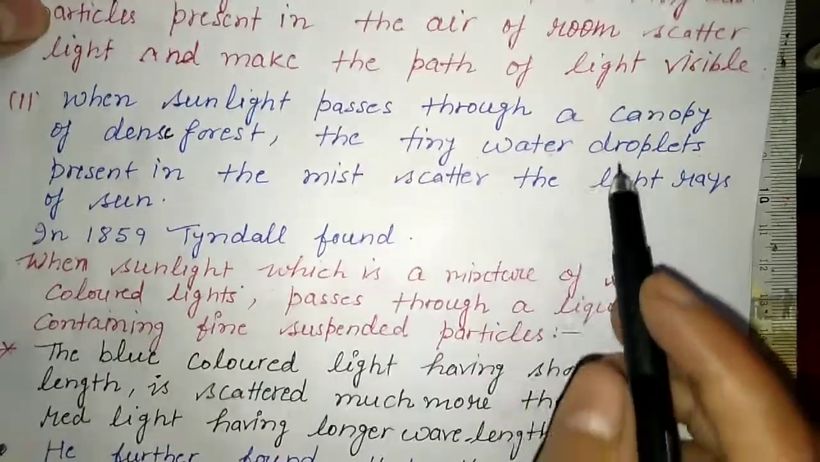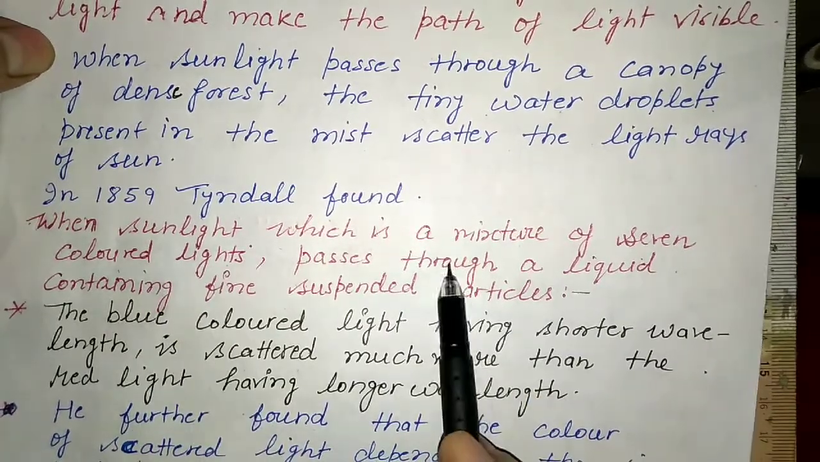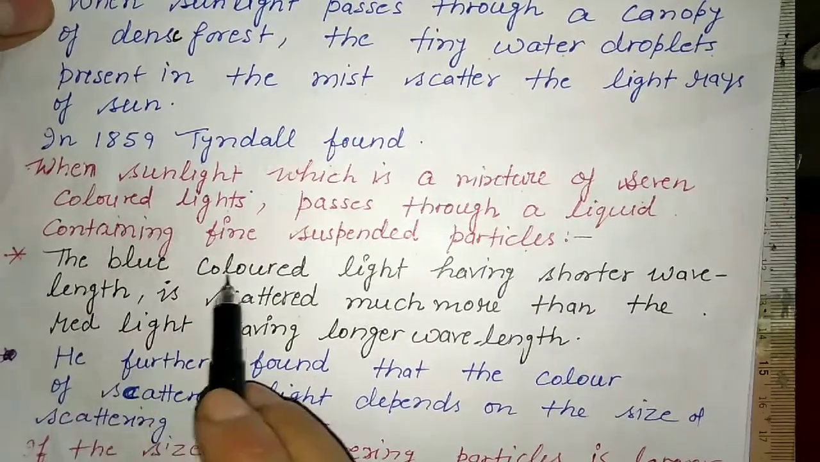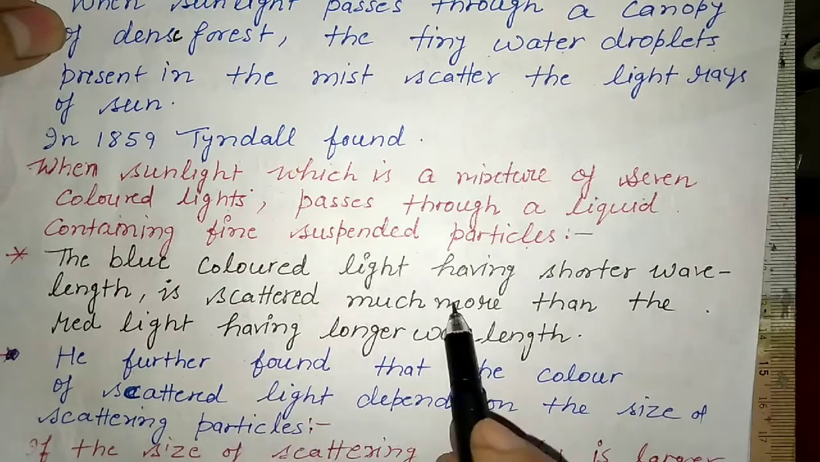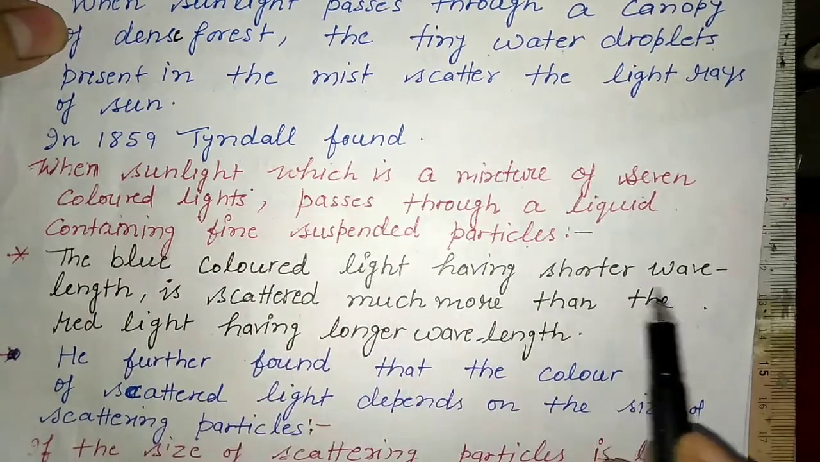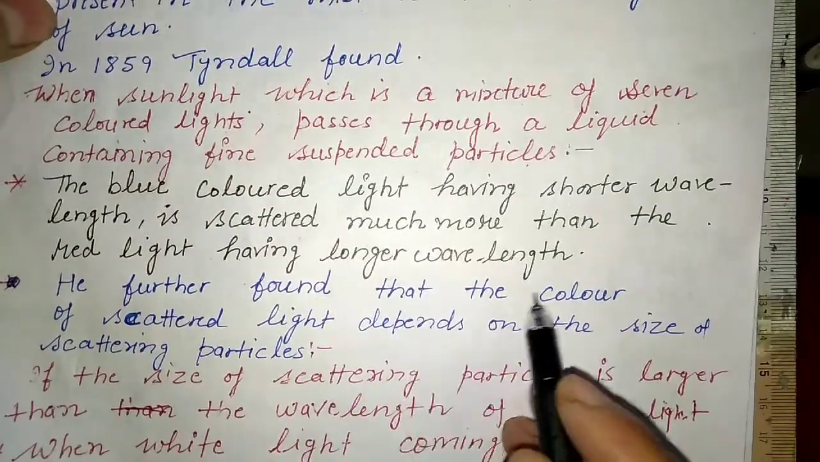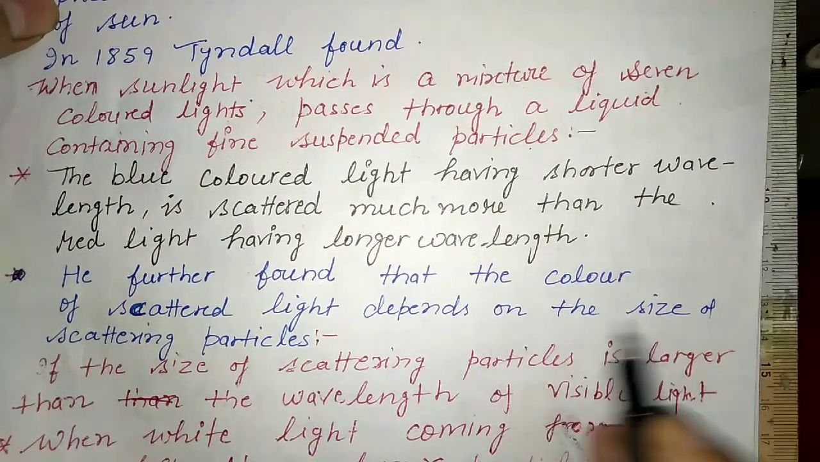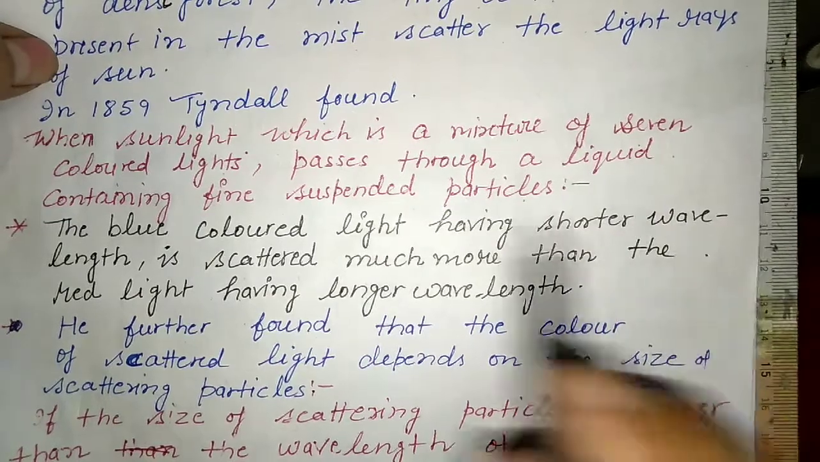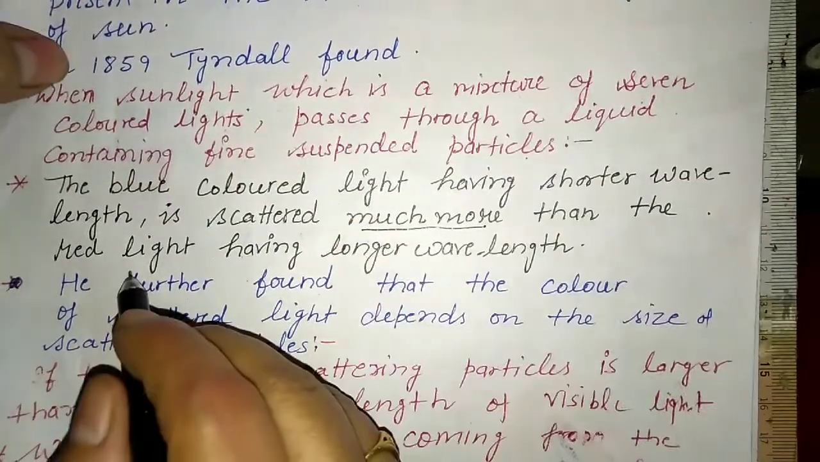In 1859, Tyndall found that when sunlight, which is a mixture of seven colored lights, passes through a liquid containing fine suspended particles, the blue colored light having shorter wavelength is scattered much more than the red light having longer wavelength. He further found that the color of scattered light depends on the size of the scattering particles.